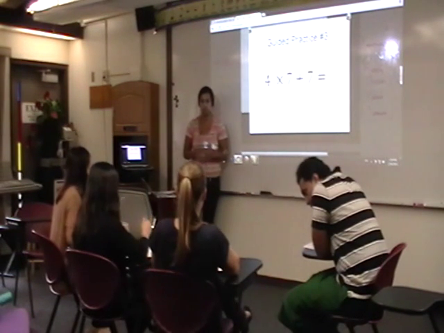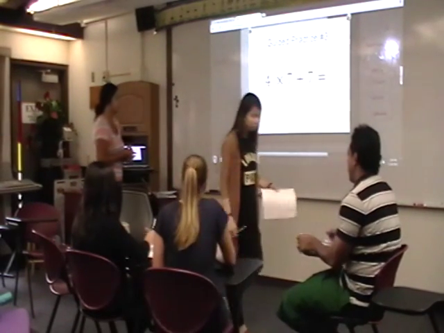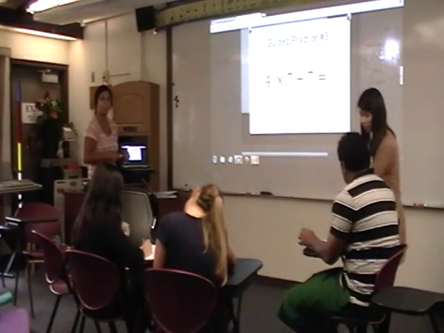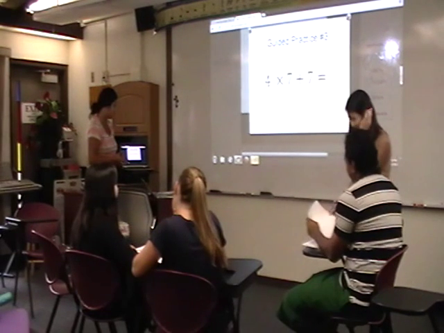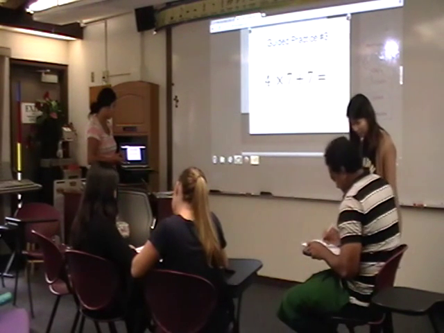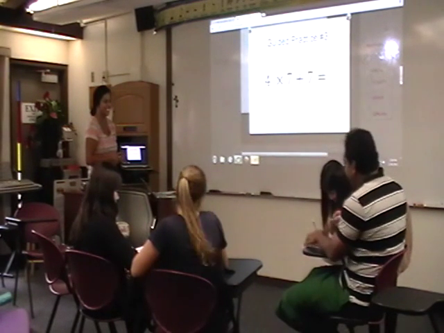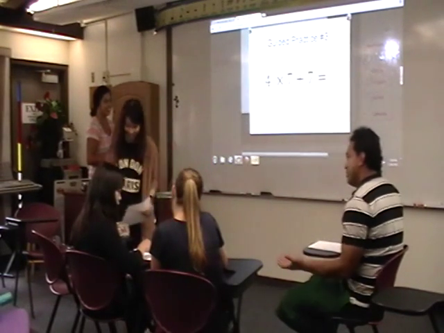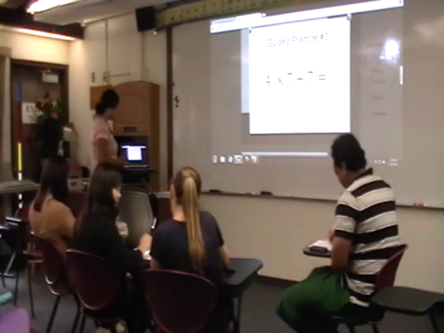Okay, so switch partners, explain how you got each answer, and then I'm going to pick someone to come and solve this. Listen. So I did 4 times 7 equals multiplication. And then oh, totally wrong. I did this first because it's the same as we did last time.